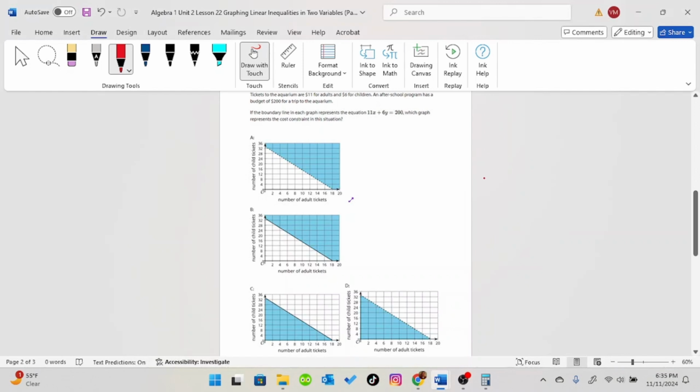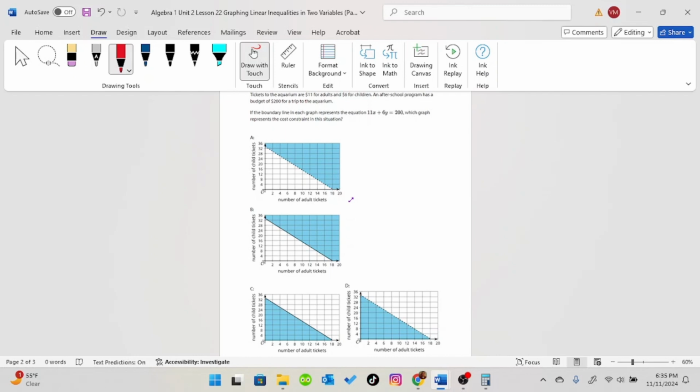Our next practice problem says, tickets to the aquarium are $11 for adults and $6 for children. An after-school program has a budget of $200 for a trip to the aquarium. If the boundary line in each graph represents the equation 11x plus 6y equals 200, which graph represents the cost constraint in this situation?